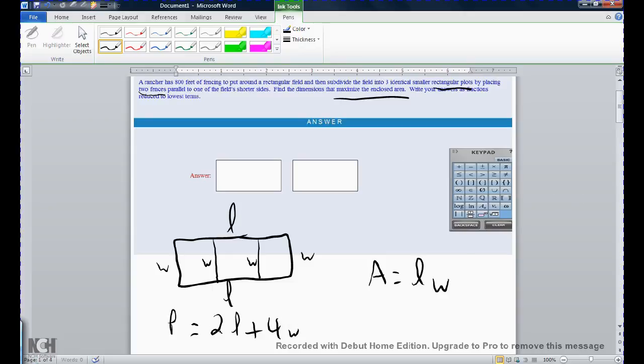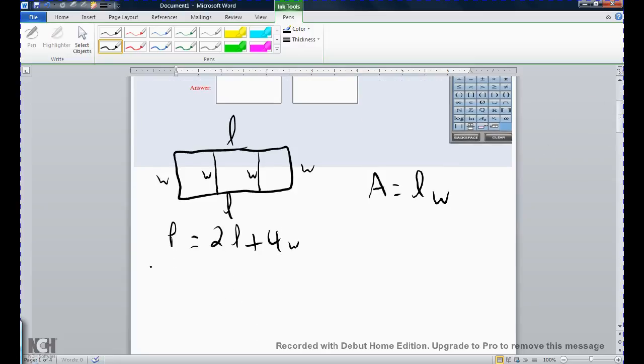Now we're going to use this formula to solve for a variable and substitute into the area formula so we can find the vertex, because the word maximize means find the vertex. And when it says find the dimensions, that means we need to find the length and the width. We're also told we have 800 feet of fencing, and that's going to be our perimeter. So we're going to take the 800 and substitute it for the P.